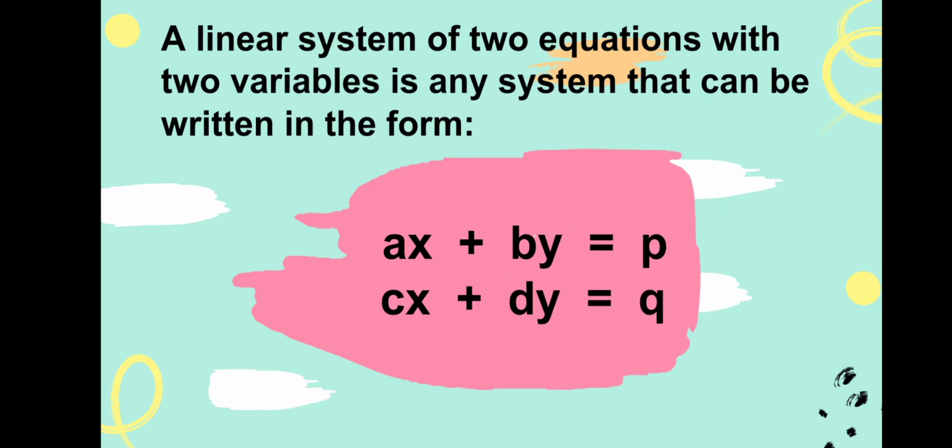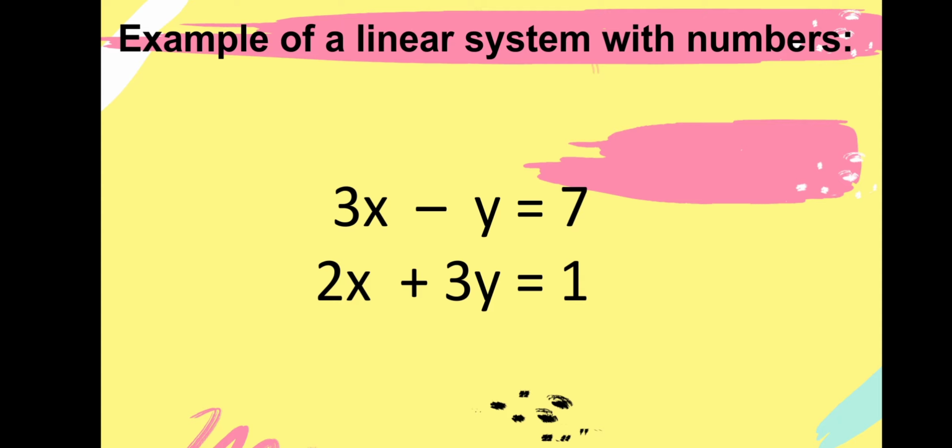So, a system of two equations with two variables is any system that can be written in the form of ax plus by equals p, cx plus dy equals q. So, example of a linear system with numbers: 3x minus y equals 7 and 2x plus 3y equals 1. So a solution to a system of equations is a value of x and a value of y that, when substituted in the equations, satisfy both equations at the same time.